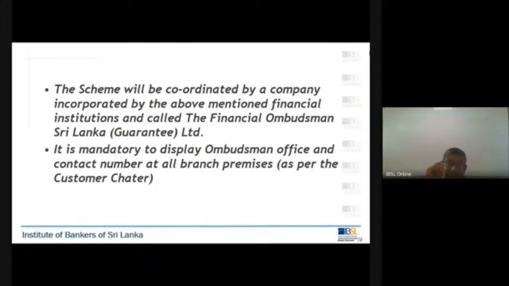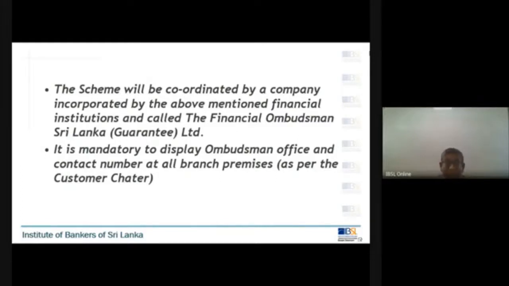So remember, the ombudsman works under the Financial Ombudsman Sri Lanka Guarantee Limited. How does a guarantee limited differ from other institutions? They have guaranteed only up to that amount. That is what you call a guarantee company, right? The Financial Ombudsman Sri Lanka Guarantee Limited is formed within the banking fraternity, under the supervision of the Central Bank of Sri Lanka, but it runs as a separate company, right?